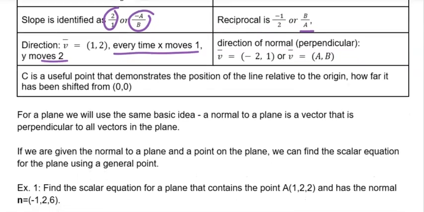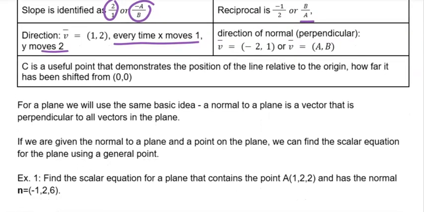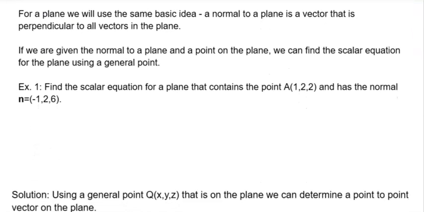C in both cases is just a useful point that demonstrates the position of the line relative to the origin. So that's how far it has been shifted from 0 up or down. So we're going to use the same idea for a plane. And a normal to a plane is a vector that is perpendicular to all vectors in the plane. And that's pretty handy because we actually know how to find a perpendicular vector to all vectors in the plane using the cross product. So if we're given the normal to a plane and a point on the plane, we can find the scalar equation super easy, just using a general point.